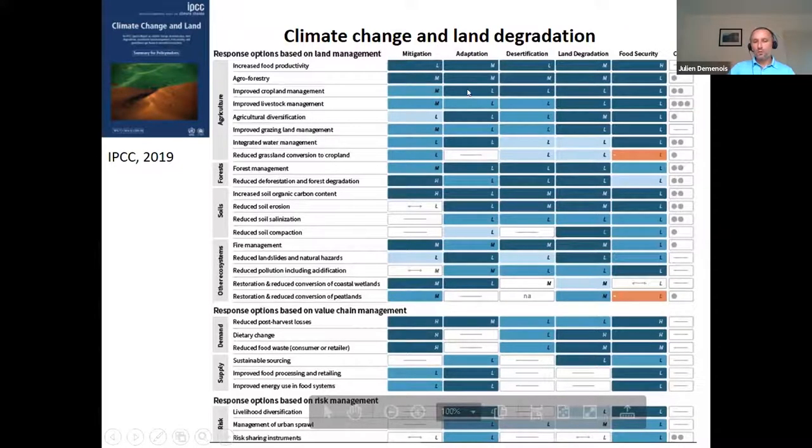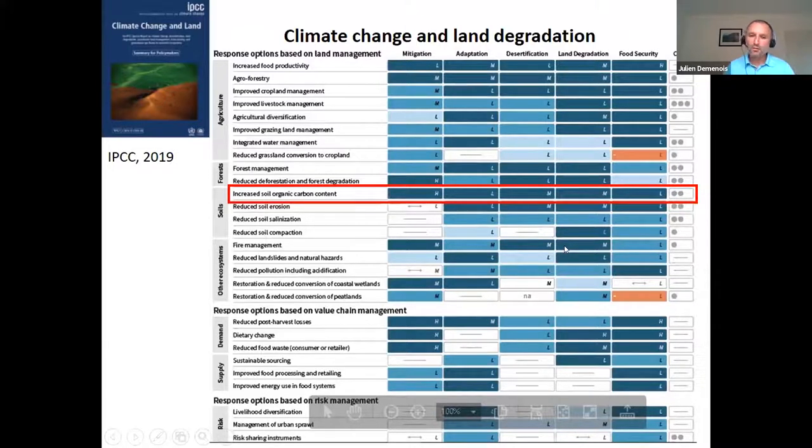All the solutions in blue mean a positive impact, and when it is red, it has a negative impact. The darker the blue is, the higher the positive impact. And we can see that there are some options which have only positive impacts on mitigation, adaptation to climate change, desertification, land degradation, and food security. One of those options is the increase of soil organic carbon content, which is in dark blue and which is considered to have a moderate cost of implementation.